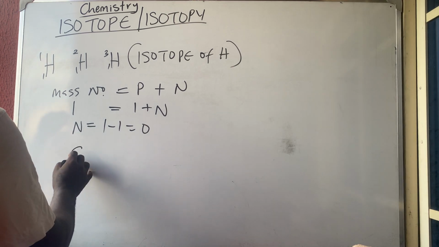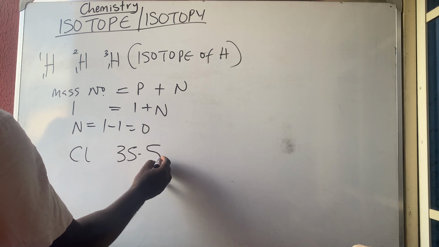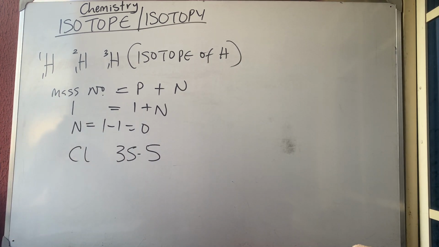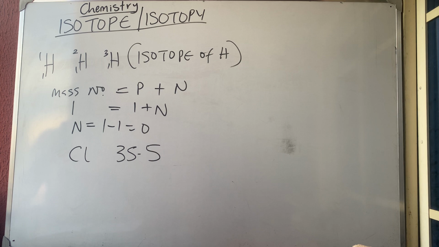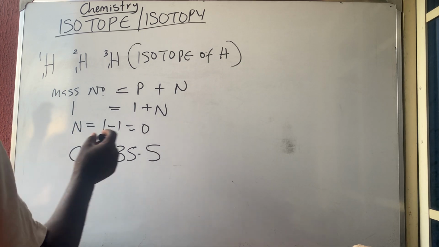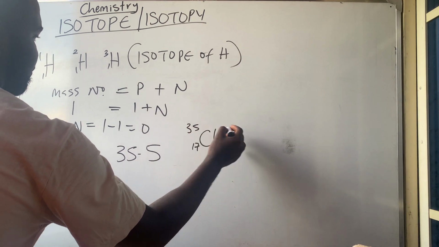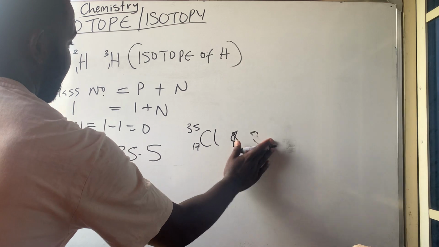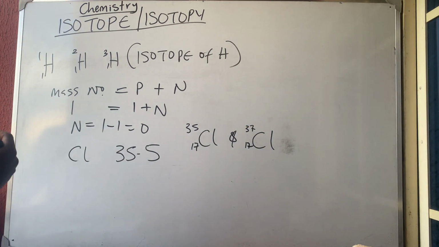For example, chlorine has 35.5 as its relative atomic mass. So what does it mean? Since it has a decimal point, it means that it has isotopes. We can say that we have isotopes of chlorine. And the isotopes of chlorine are, I think, Cl 35 and Cl 37. Okay, so that is that.